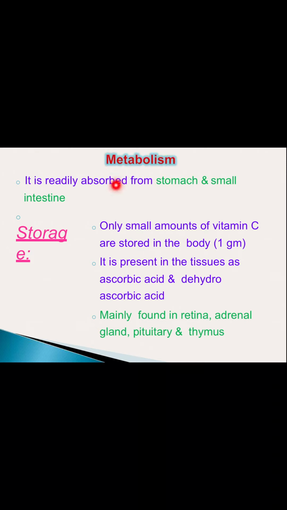It is readily absorbed from stomach and small intestine, and only small amounts can be stored. Ascorbic and dehydroascorbic acid are present in different tissues like retina, adrenal gland, pituitary and thymus.